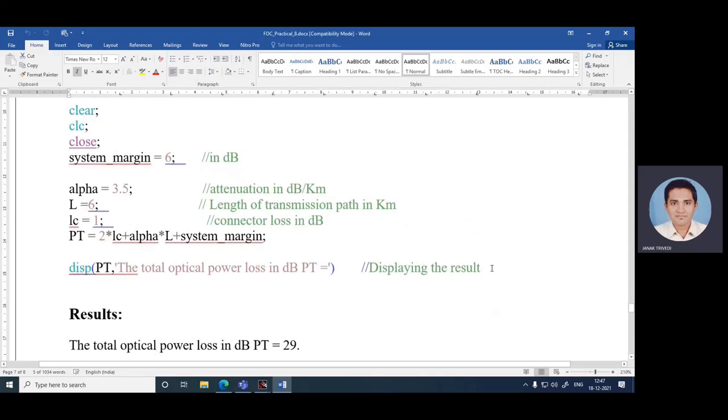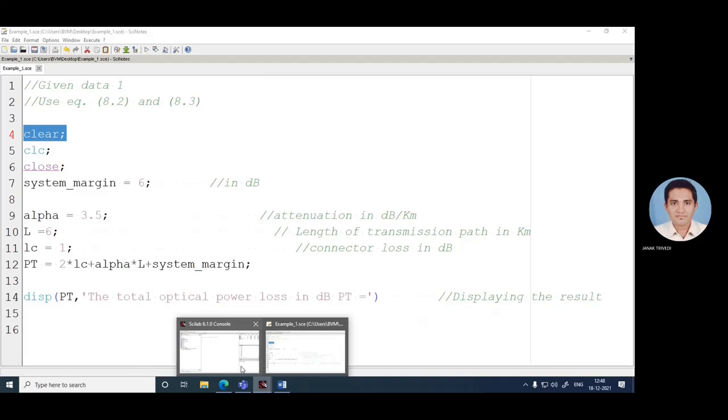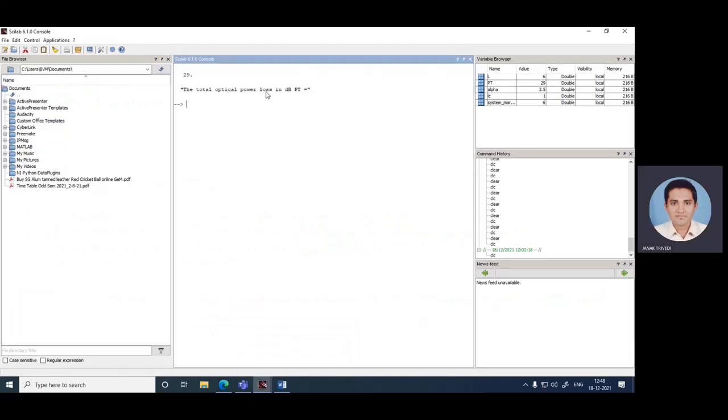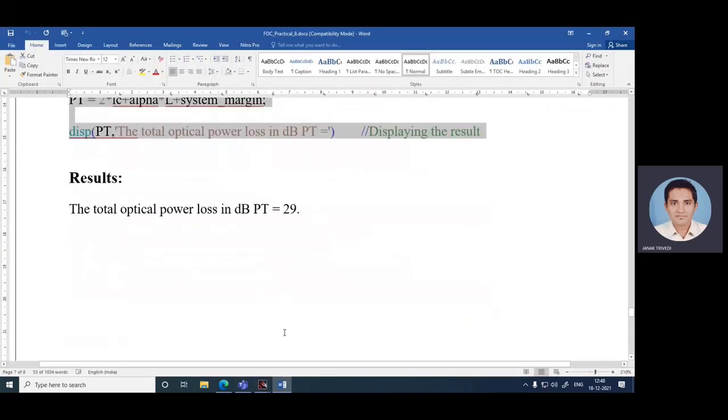Let's try to check this result with the help of Scilab. Equations 8.2 and 8.3 are used to solve this particular example. Clear and clc for clearing the variable browser, clc to clear the console window, and close any other file that is open. Then system margin, alpha, L, LC are given, and we have used the particular equation PT. So let's try to execute this code. The total optical power loss in dB, PT, is equal to 29. So we get this 29 as a result, and the same is printed in this particular answer sheet. Okay, so that is the first example.